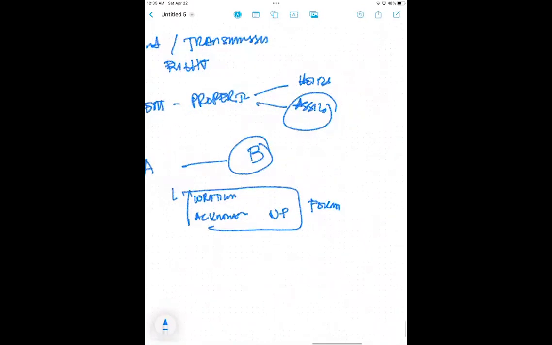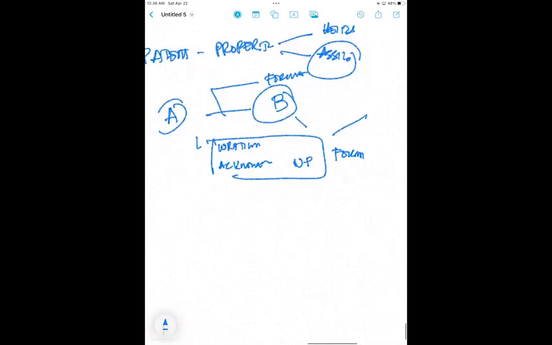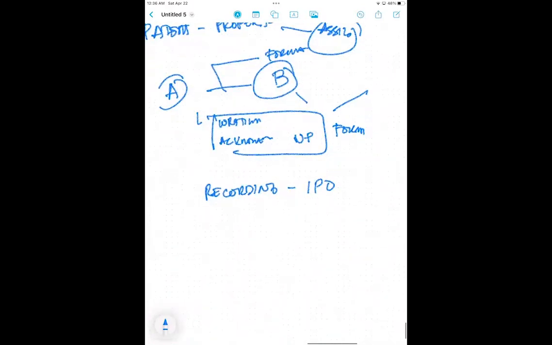So anong klaseng kontrata itong deed of assignment? Hindi siya consensual contract, right? It is a formal contract. No, there must be observance of this formality in order for the contract be valid between A and B. What about the requirement of recording? Nire-record ba ito sa Intellectual Property Office? Answer, pwede naman. Right?